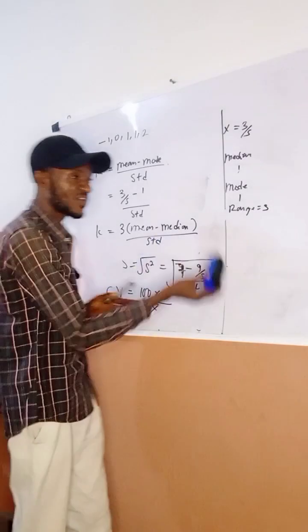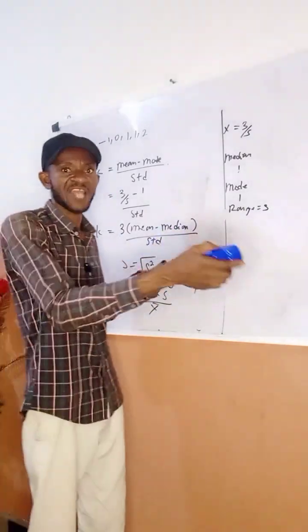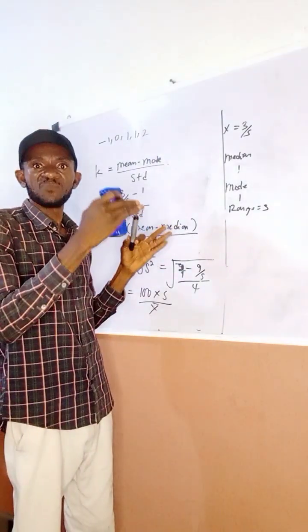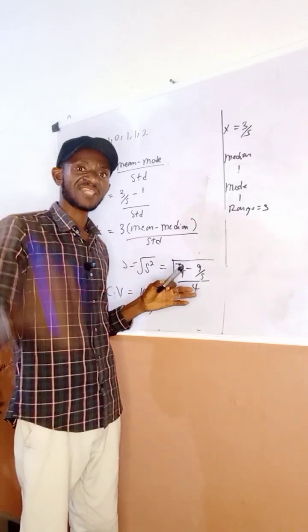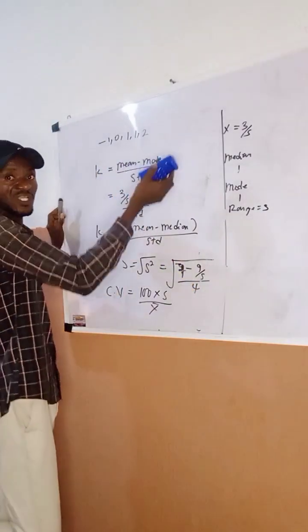So thank you for following us as we went about providing solutions to this. Let us quickly now go about doing it for an ungrouped frequency table. So we are going to look at measures of central tendency for an ungrouped frequency table. So permit me to clean here.